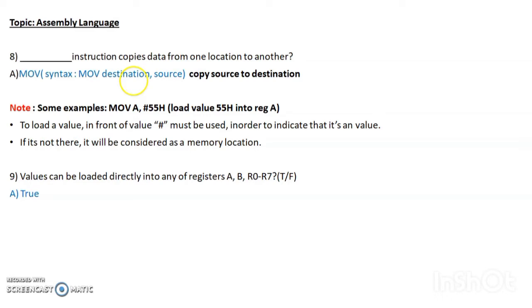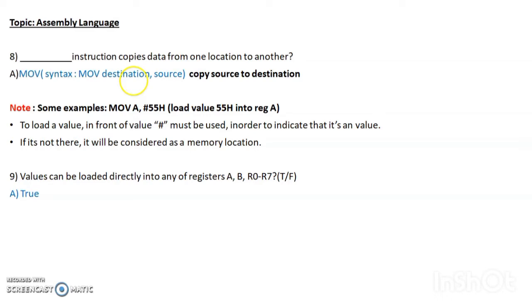You can ask me what happens if I don't put the hash symbol at the start of the value. When you don't put a hash at the start of the value, the microcontroller will treat it as a memory location. So in order to differentiate a numerical value from a memory location, we use the hash sign or the pound sign in front of the value. Hope you understood.